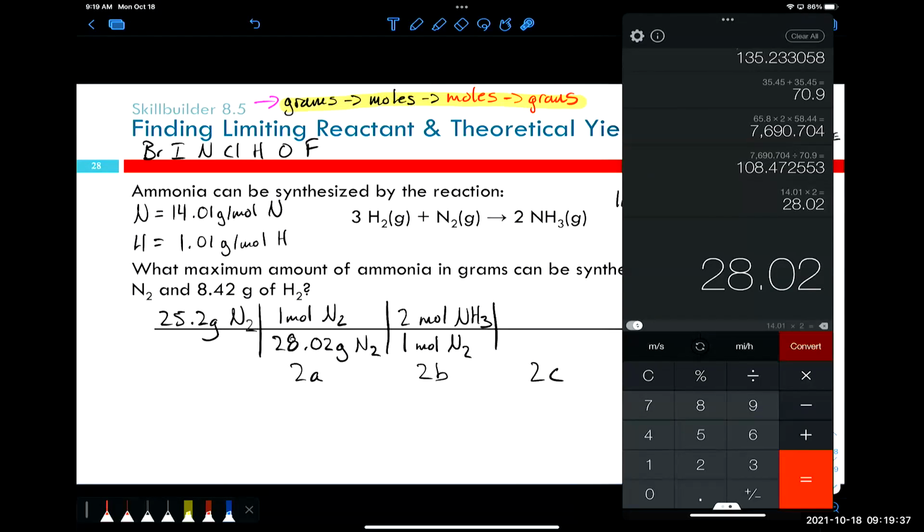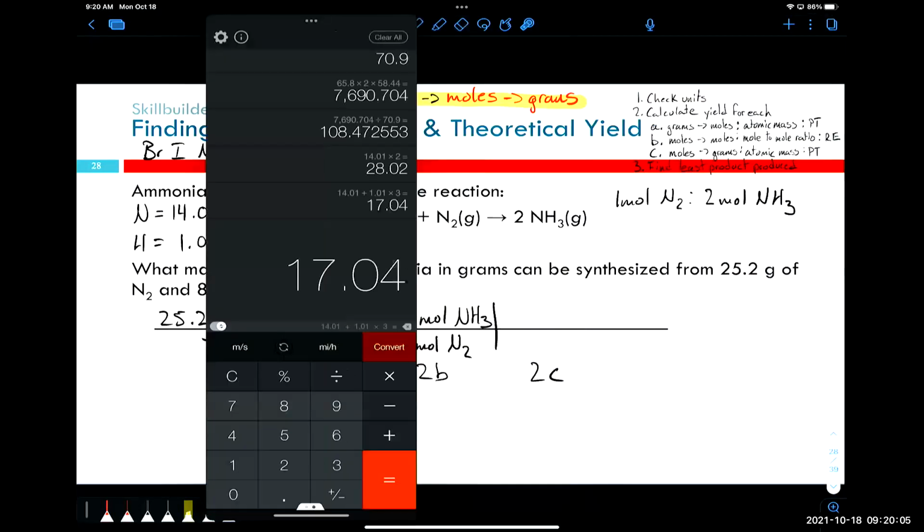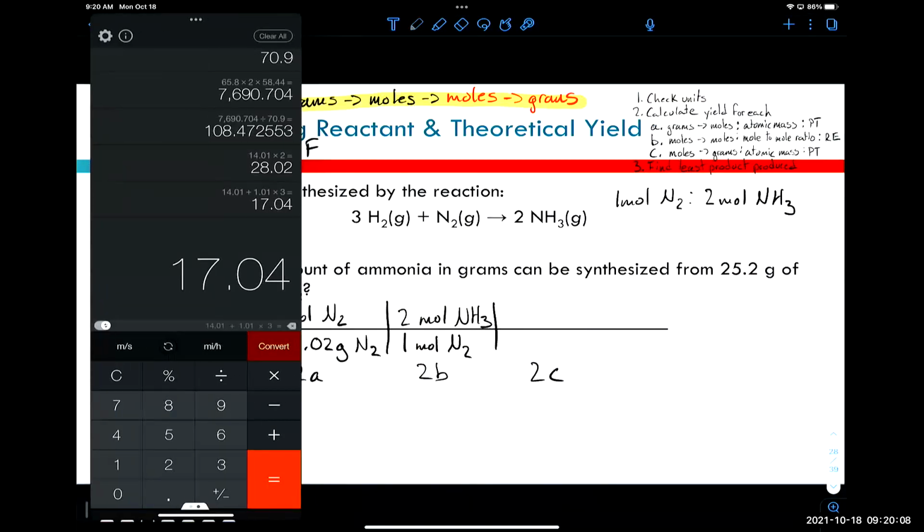So then our ammonia is made up of a single nitrogen and 3 hydrogen atoms. So the mass will be 14.01, the mass of nitrogen, plus 1.01, the mass of hydrogen, times 3. So 17.04. And now we're converting 17.04 grams NH3 for every 1 mole NH3.